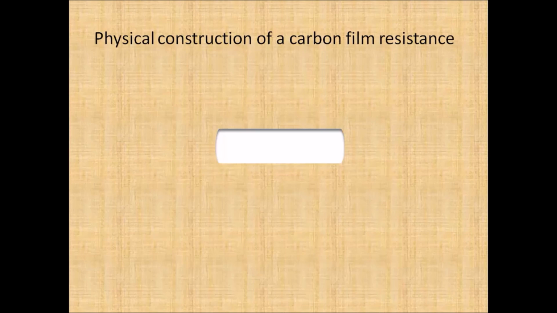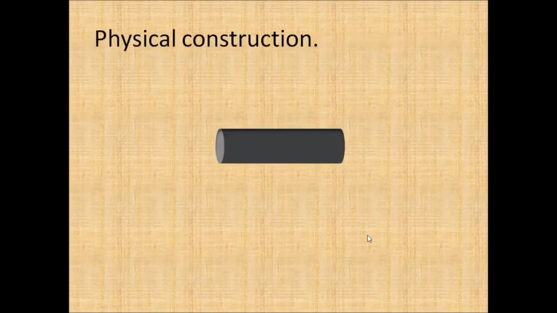So basically, to make a carbon film resistor, we should use a cylinder. This is a ceramic cylinder, and ceramic is an insulating material. So ceramic is used as the base to make a resistor. So this is a ceramic cylinder, and a thin layer of carbon is coated on this cylinder. If you cut a cross section view, it will look like this: the white portion is representing the ceramic cylinder, and the black periphery is representing the thin carbon coating on the ceramic cylinder.